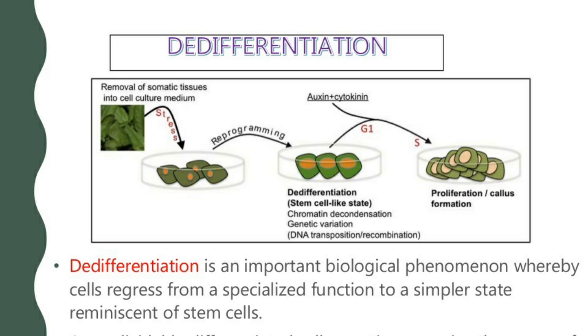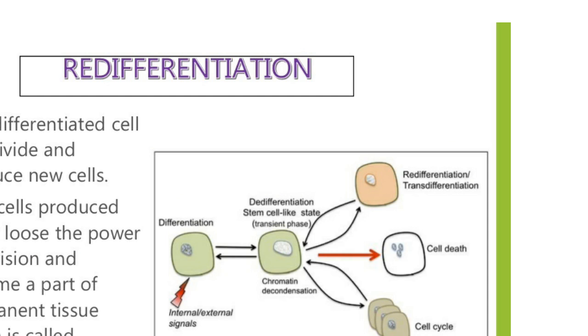Differentiation, dedifferentiation. Dedifferentiation is an important biological phenomenon whereby cells regress from a specialized function to a simple state, remains of stem cells. Redifferentiation. In redifferentiation, differentiated cells divide and form new cells. Cells produce and lose the power of division and may be part of permanent tissue.